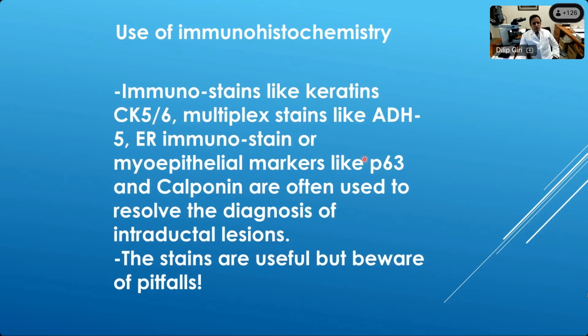Now, of course, you must keep yourself open to using immunohistochemistry in resolving these types of problems. And the common stains used currently in our practice are keratin CK5/6, multiplex stains like ADH5, and also ER can sometimes help, and we'll see how it can. And you use myoepithelial markers to rule out invasion, early invasion, and so on. But again, with the use of these stains, you have to also be aware of pitfalls.